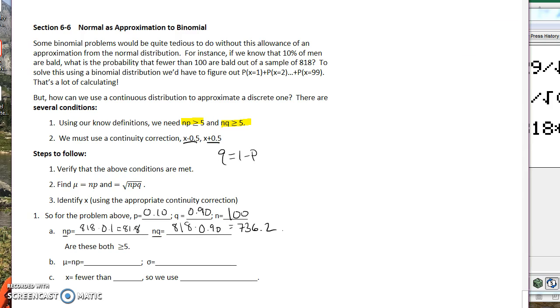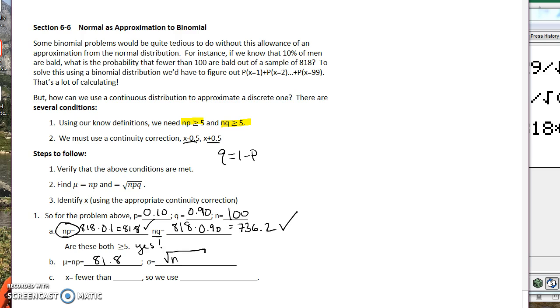So we're checking to make sure, are both of those bigger than 5? I look at the first one and say yes, and the second one, yes. So are these both bigger than 5? Yes. That means we can keep going with this problem. The next steps are to find the mean and standard deviation. The good news is we already did the mean: N times P, and we found the mean was 81.8. Now we need to find the standard deviation.